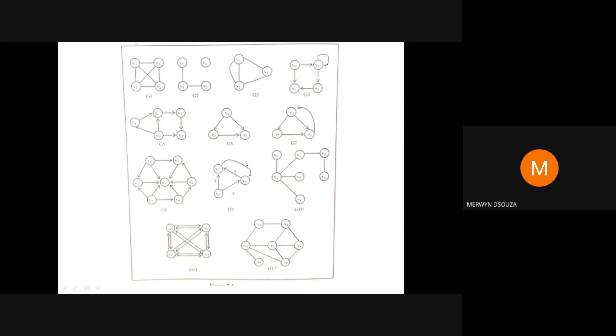Next definition, in degree. The in degree of a vertex V is the number of edges entering the vertex V. For example, in this graph G8, this is vertex V0. I was telling about in degree. So the in degree of vertex V0 will be 0. Why? Because there are no edges that are entering V0. If there were any edges entering, then I would have counted those edges and said the in degree of V0 is that many. You can see all these edges are leaving V0. So the in degree of V0 is 0.